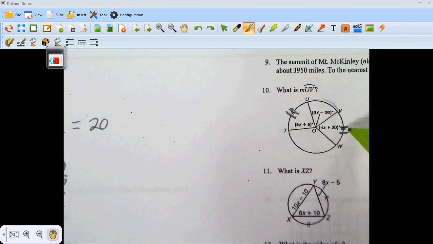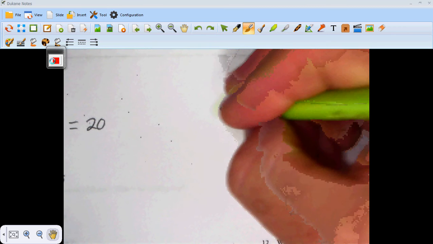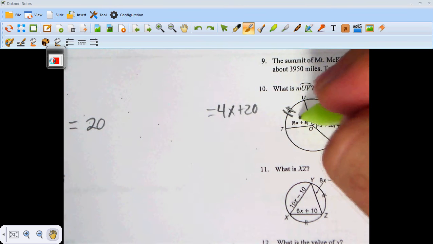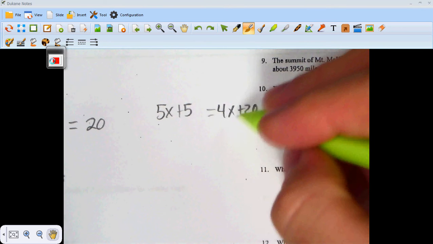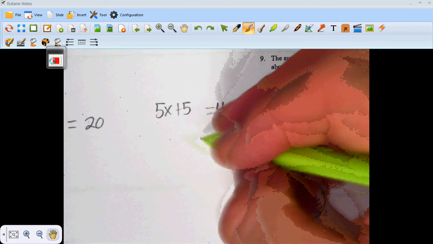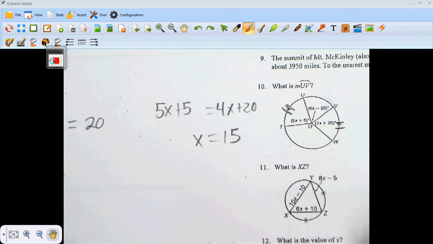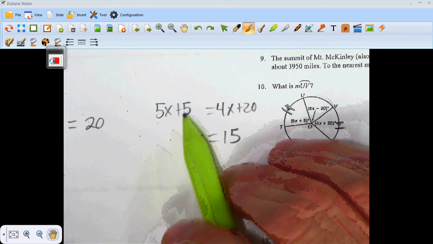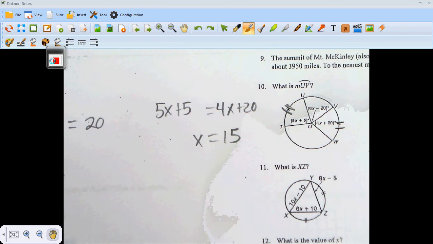So, I'm going to take this arc right here, which is 4x plus 20, and I'm going to set it equal to this arc right here, which is 5x plus 5. So now when I do the math, and I'm going to let you guys do it, I have x is equal to 15. Okay? Again, subtracting 4x over here gives me x. Subtracting 5 from both sides gives me 15. Any questions on that part?